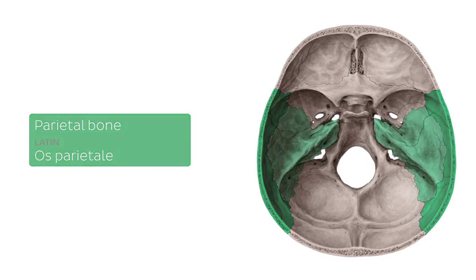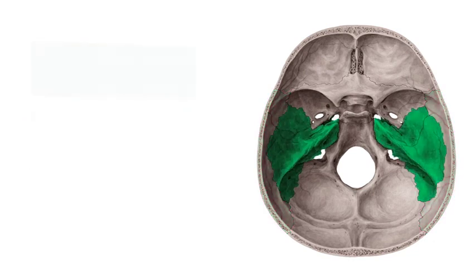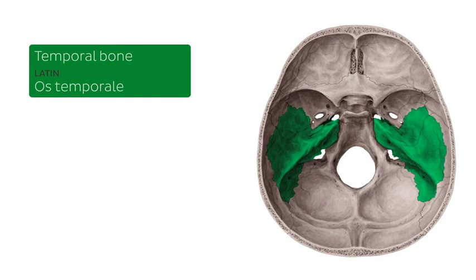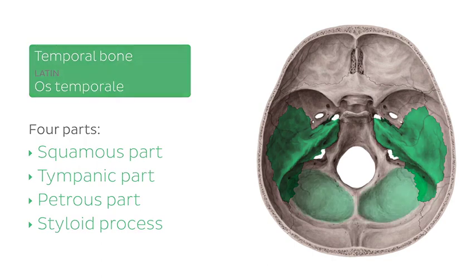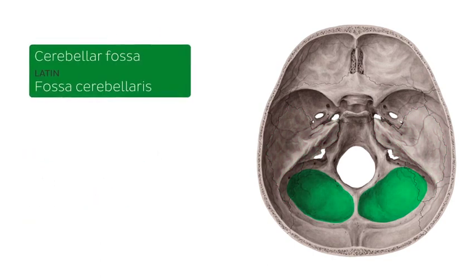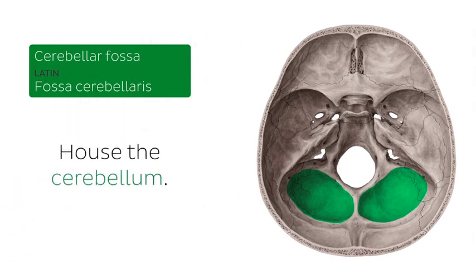Another set of 2 bones that we see highlighted in green are known as the temporal bones. The temporal bone is a bilateral symmetrical bone which forms part of the lateral walls of the skull. It is comprised of 4 parts: the squamous part, the tympanic part, the petrous part, and the styloid processes. Now we're going to highlight a set of 2 structures that are known as the cerebellar fossae. And the cerebellar fossae are located on the internal surface of the occipital bone. And these 2 depressions house an important structure, the cerebellum.